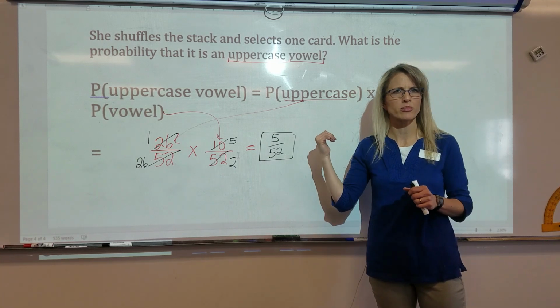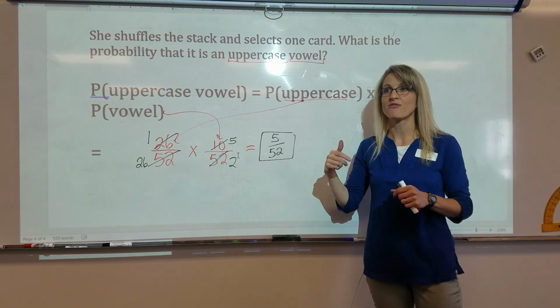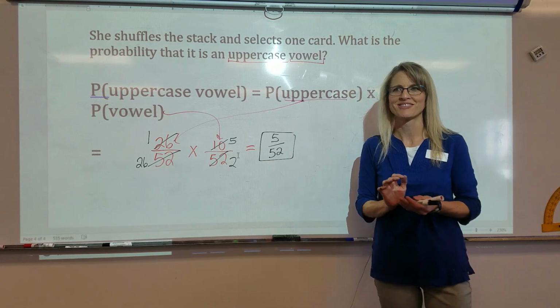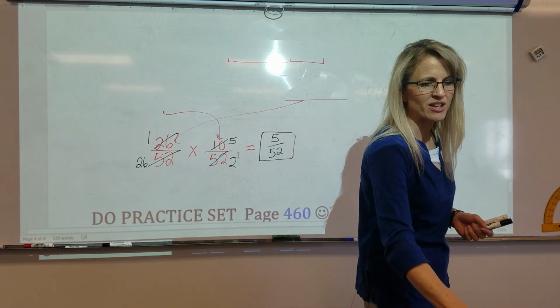Any questions on the probability, the multiplication rule, and the fundamental counting principle? They're both kind of the same idea. Each event multiplied by each other.